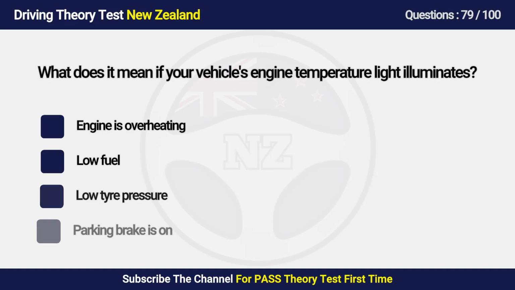Question 79. What does it mean if your vehicle's engine temperature light illuminates? A. Engine is overheating. B. Low fuel. C. Low tire pressure. D. Parking brake is on.